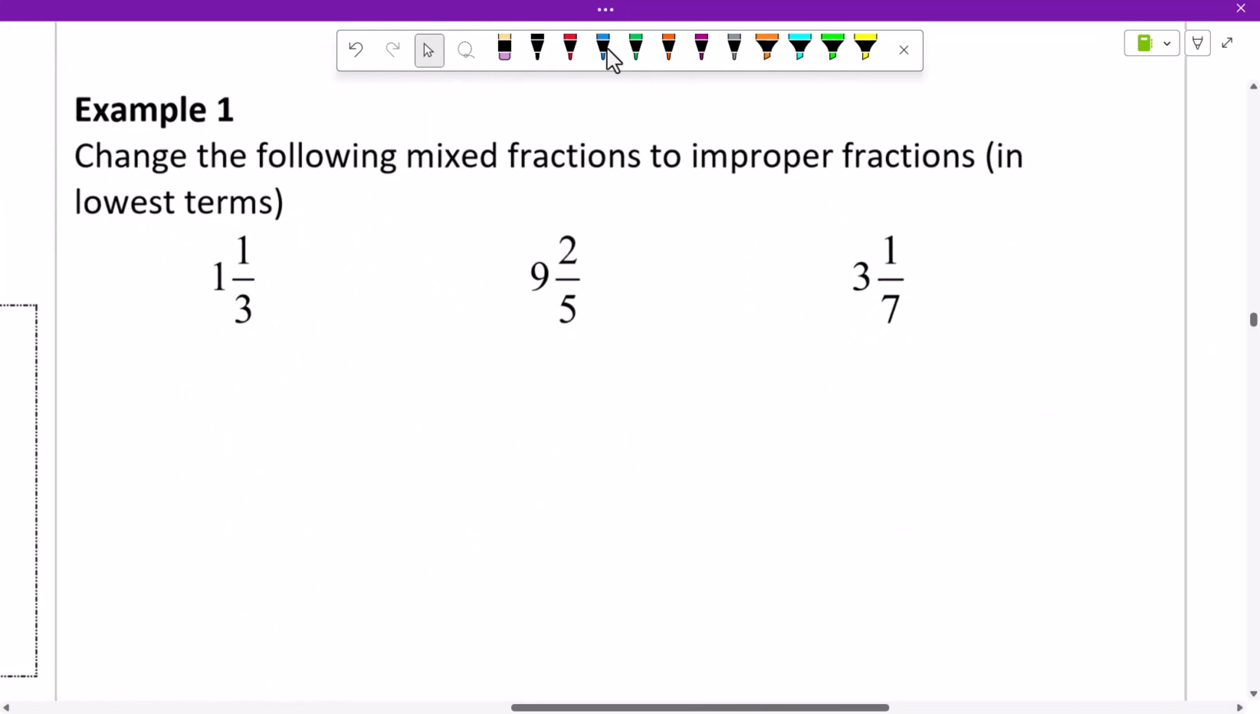I'll do one with you guys, and I want you guys to do the other 2. Which one would you like me to do with you? Left, middle, or right? Middle. Middle? All right. So let's do this one together.